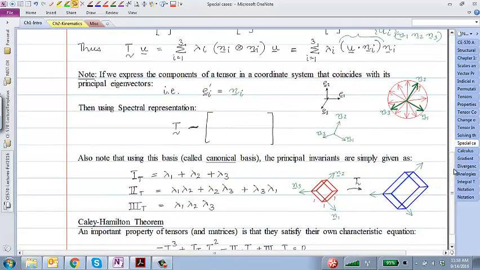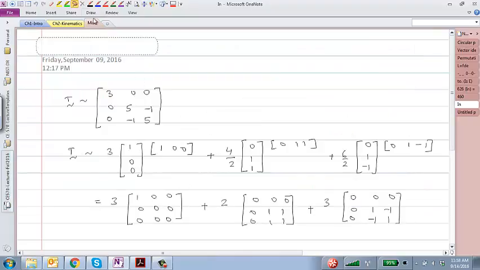And here's another way that the spectral decomposition is useful. Let me ask you this. If I go back here, we had this tensor. This tensor was in the E1, E2, E3 basis, right? We found eigenvectors. So this, for example, here was N1. Same thing here. Both of these were N1. This divided by square root 2 was N2. Same thing here. This divided by square root 2 was N3.